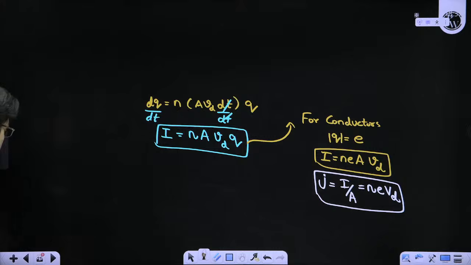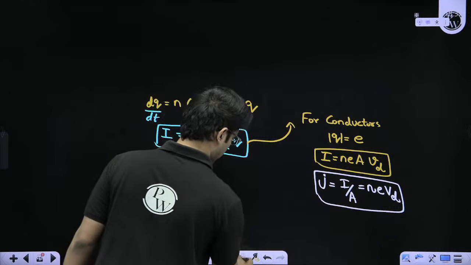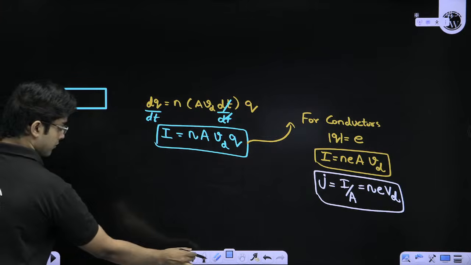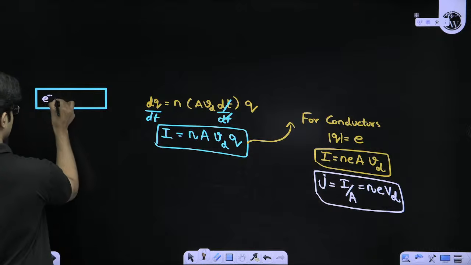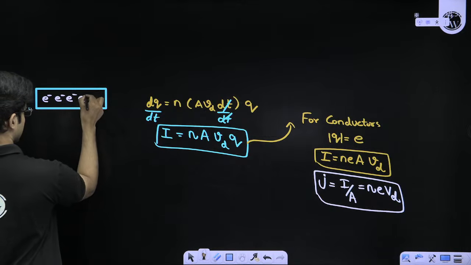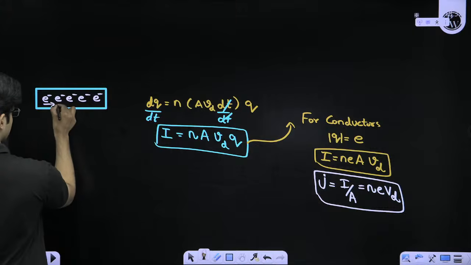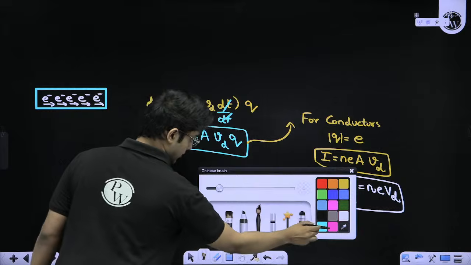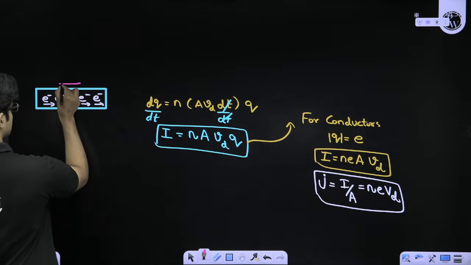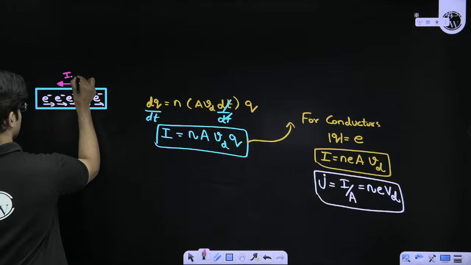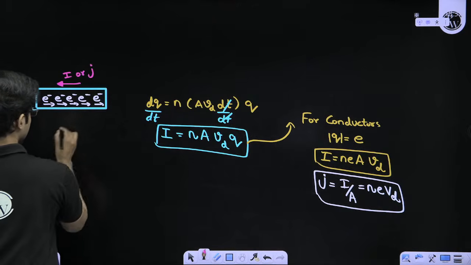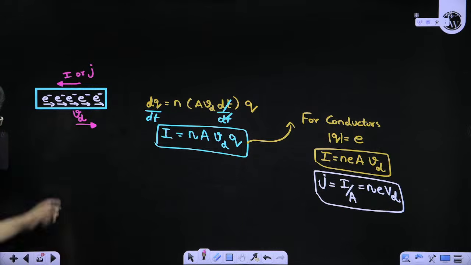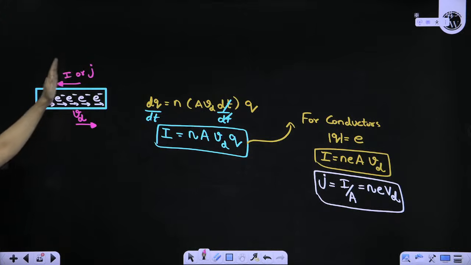Okay, so the only thing to remember here is, for the conductor case, if the electrons are moving to the right, okay, so e minus means electrons. If the free electrons are moving to the right, then that means the current or current density, they're both to the left, even though the drift speed is to the right. Okay, for the conductor case, if electrons are moving to the right, current will be to the left.